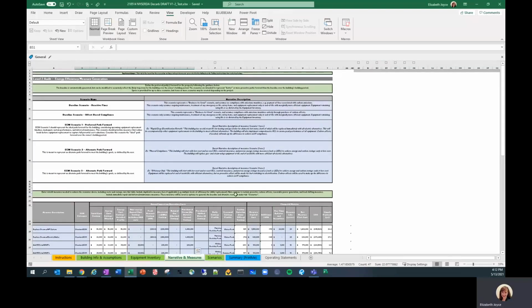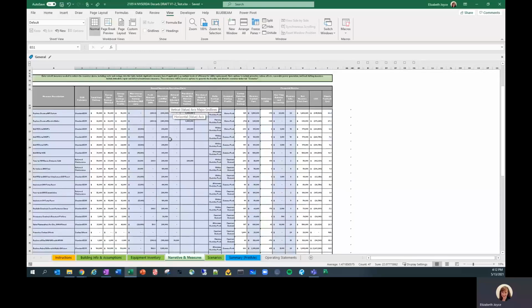The Narrative and Measures tab is broken into two sections. In the top section, you'll write in narrative descriptions of the scenarios that you're considering for your facility. And in the bottom section, you'll enter different ECMs, energy conservation measures, or other actions that you want to evaluate at your facility, as well as cost and savings information about those measures.